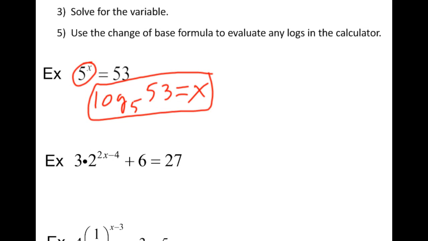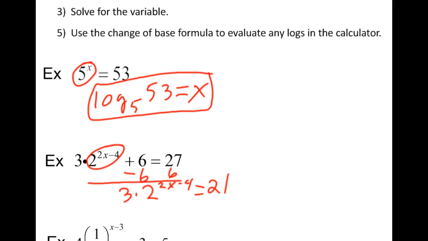Take a look at this next example. If I've got 3 times 2 to the 2x minus 4 power plus 6 equals 27. What is my exponential in this one? My exponential is the base and the 2x minus 4. So it's this whole thing right here I got to get alone. So what should I move first? Subtract the 6 and divide by 3. All right, I get 3 times 2 to the 2x minus 4 equals 21.